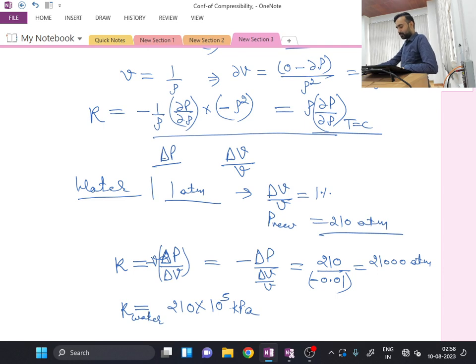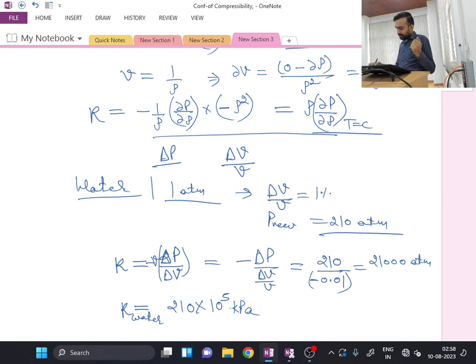Yes, so this is a very small change, approximately 200. Okay. Is this point clear? So this is the coefficient of compressibility of water. It is a very, very high value.